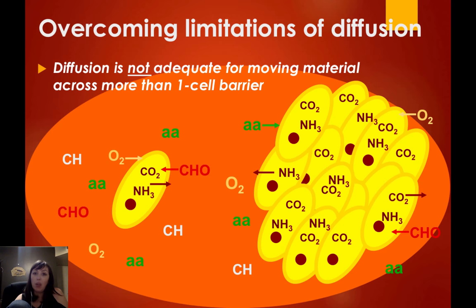So if you have more than one cell, and the more complex you get, the more types of things you need to move across cells. And diffusion, as we have learned, is not enough.